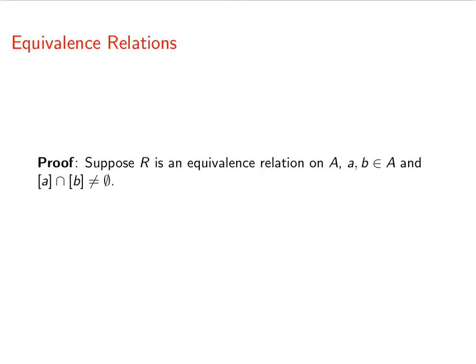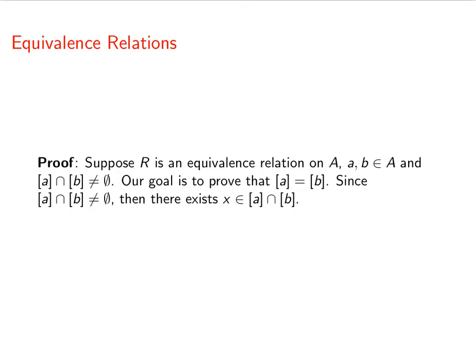All right, so here comes the proof. We're going to suppose that R is an equivalence relation on big A. We'll have little a and little b be elements of big A, and we'll suppose that the class of a intersect the class of b is not empty. Our goal here is going to be to prove that the class of a equals the class of b.